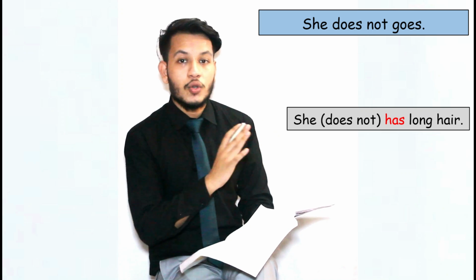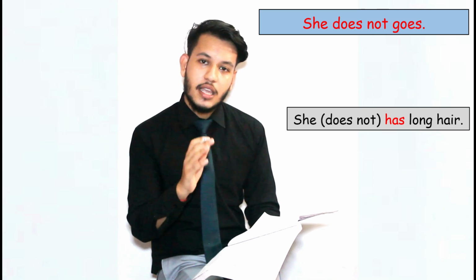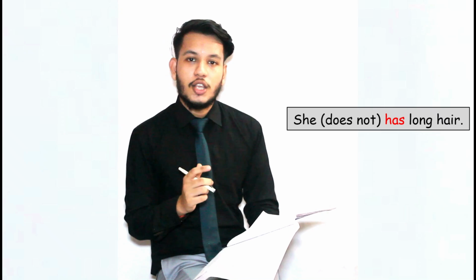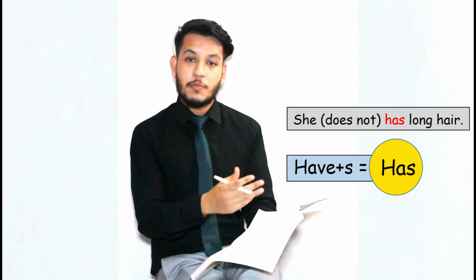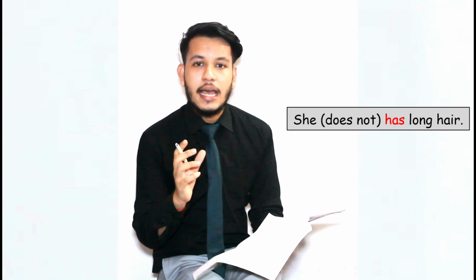She does not goes. Absolutely, this is a wrong sentence because you are using s with your 2 verbs. Likewise, in the first sentence, you are using s with 2 verbs too. One s with do and another with have. Yes, have plus s becomes has. So make sure you do not use has with does. So the correct sentence is she does not have long hair, not has long hair.